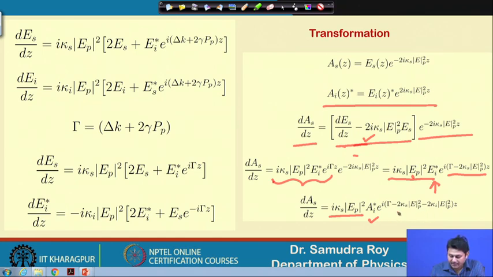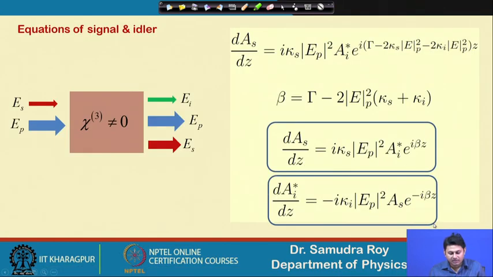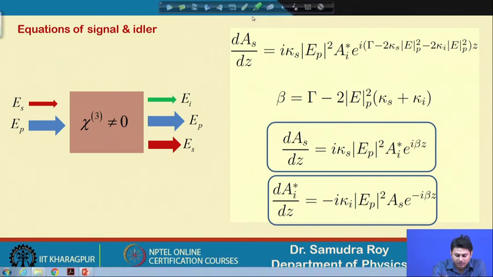So, if I write this term, it will combine and give exponential gamma minus 2 kappa s E p square minus 2 kappa I E p mod square z. So, this is the final expression we have in terms of A s. So, in terms of A s, now I have this. Now, the equation of signal and idler we want to derive. So, this is the expression of A s which corresponds to the signal.